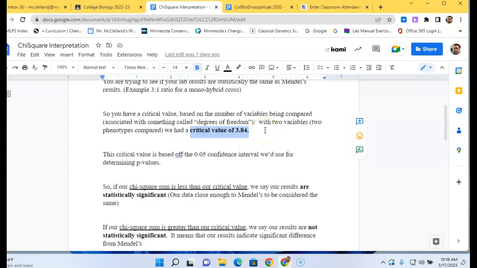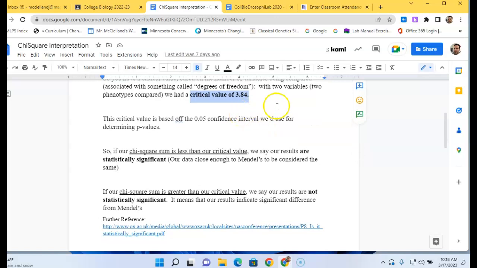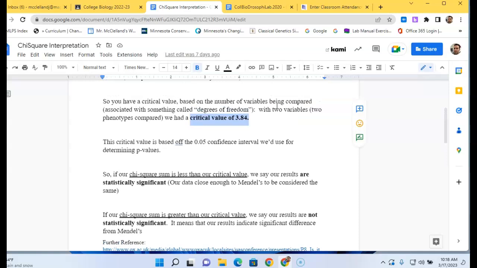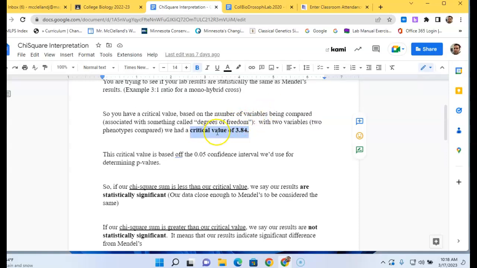So instead of using a p-value to determine your statistical significance, you're using your chi-square sum and comparing it to a critical value. Conceptually, it's the same idea as looking at your p-value and comparing to your critical threshold that you use for whatever percent you're looking at, whether it's 99% or 95% accuracy or confidence interval. But in the case of the chi-square, this is the number you compare your chi-square sum to, make a decision.